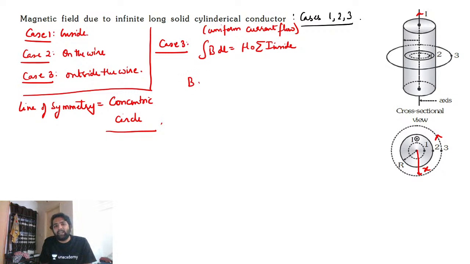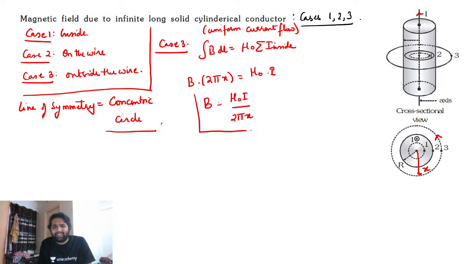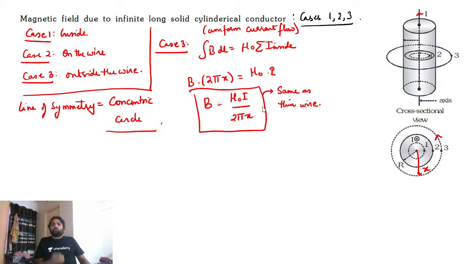So B into dl is how much? 2 pi x will be equal to mu naught into I. So field will be how much? Mu naught I by 2 pi x. If you observe carefully, is this similar to that of a wire of a thin charge? This is same as a thin current wire, right? So outside the wire, you can also come to this inference.